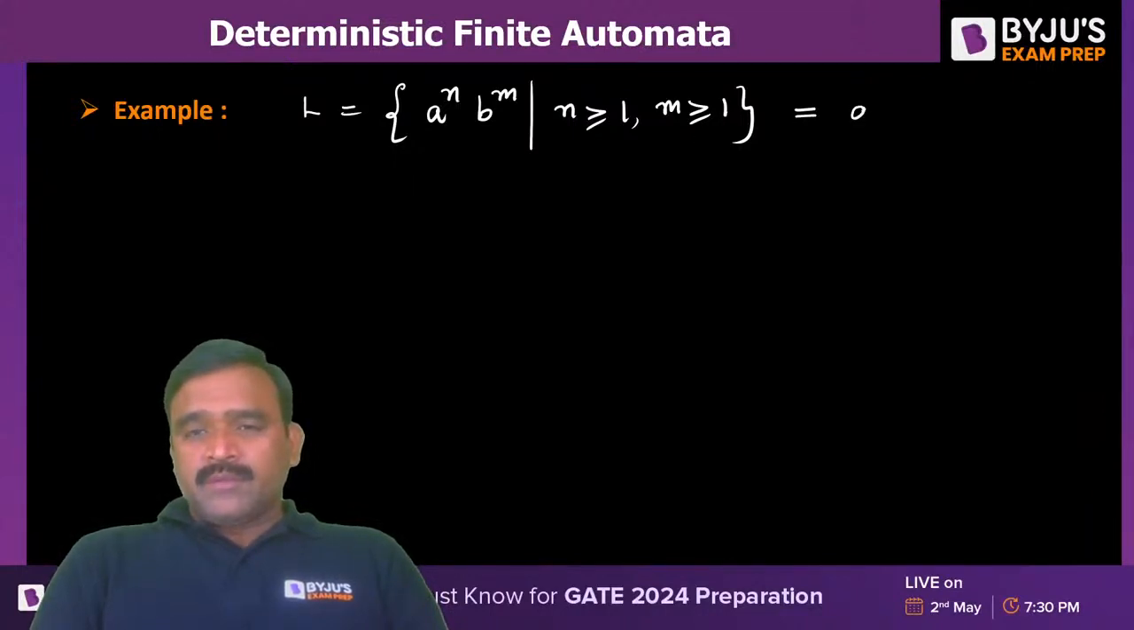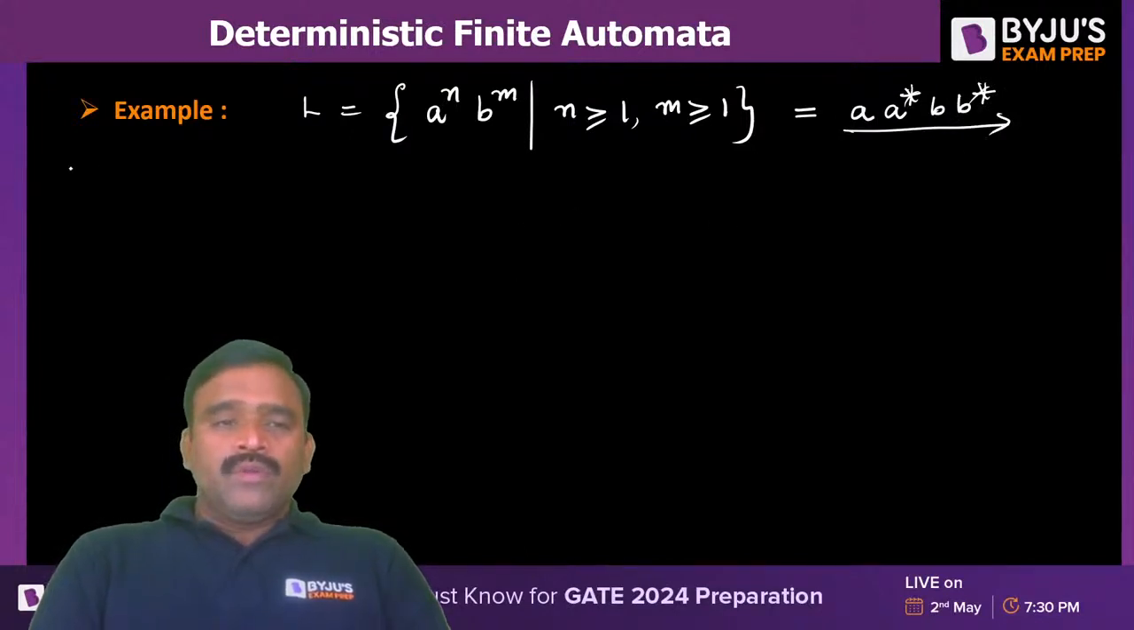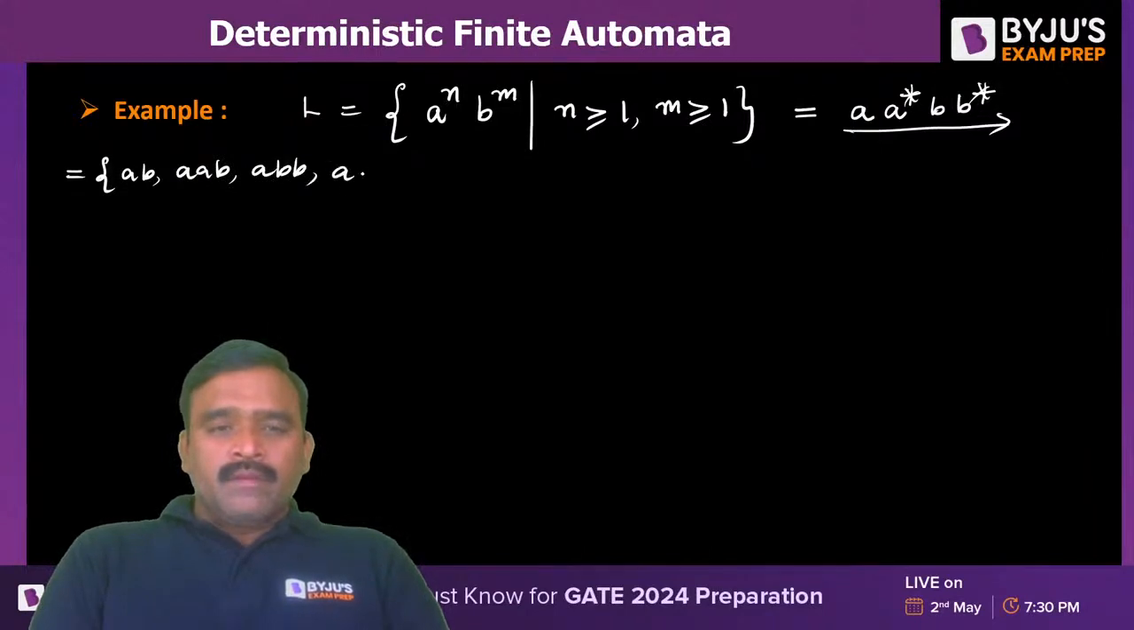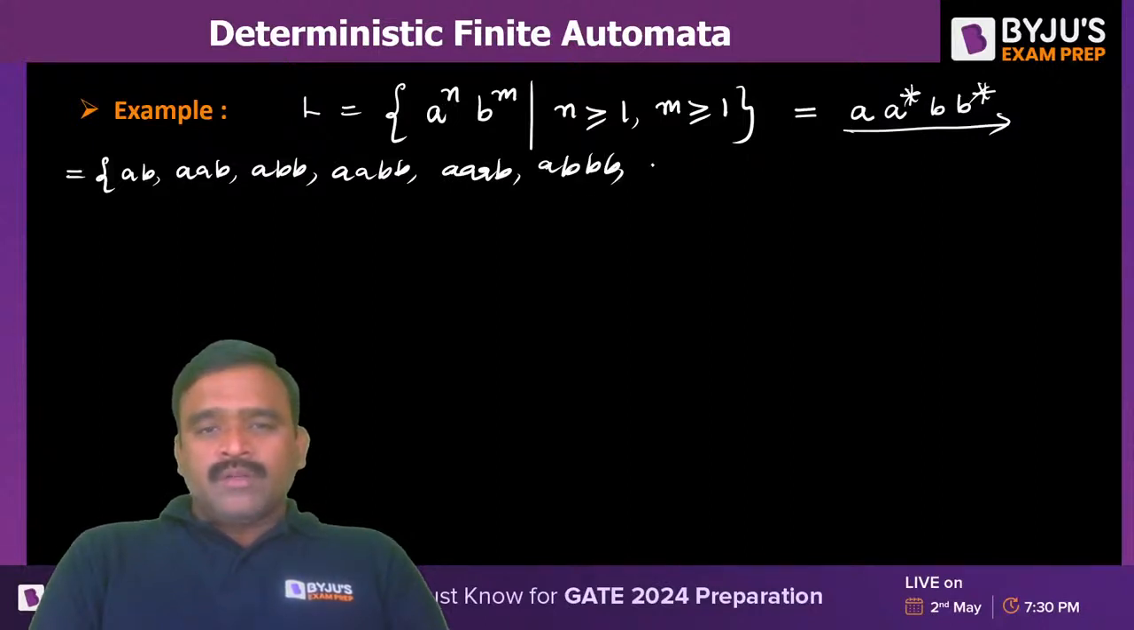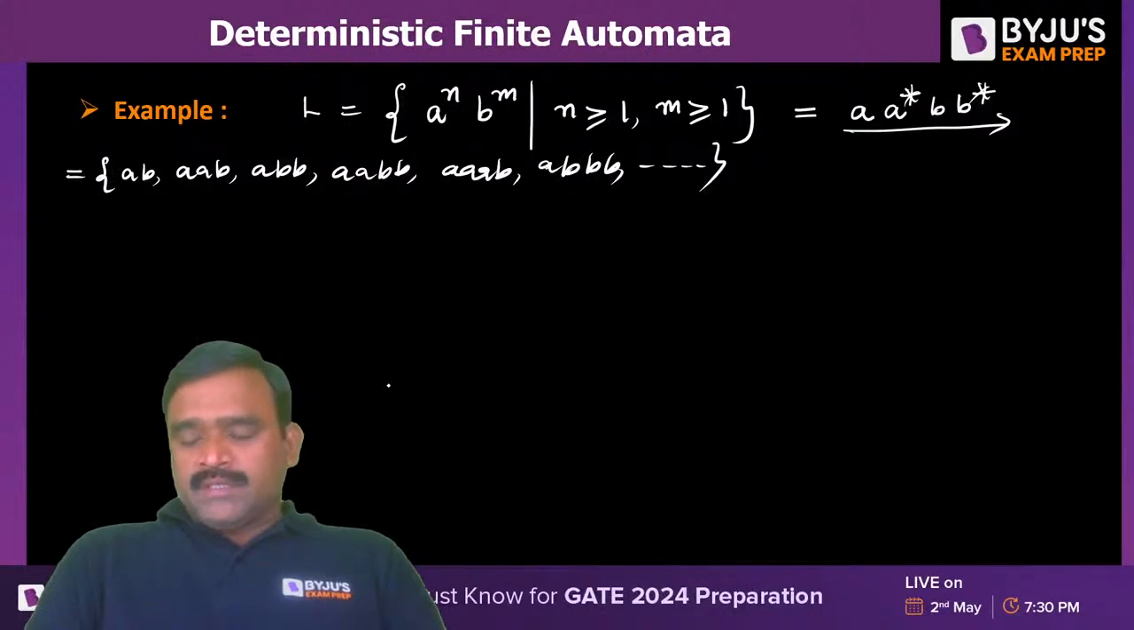In the case of a regular expression, minimum one A followed by any number of A's and minimum one B followed by any number of B's: AA star, BB star. So we can have strings like AB and AAB and ABB, AABB, triple A B, A triple B, and so on. These are the strings.